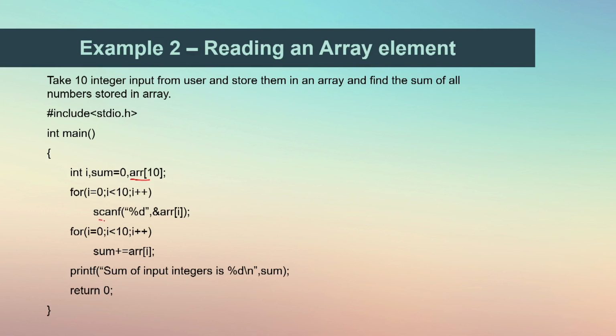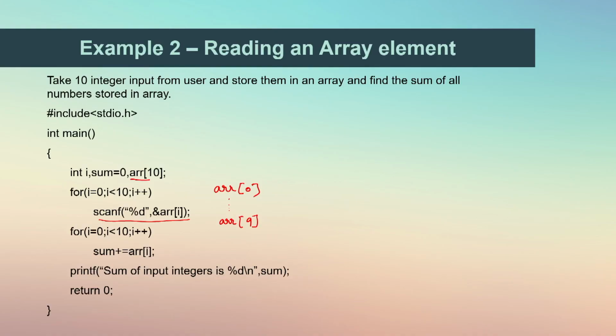Like this: scanf %d ampersand ARR of I. I will be replaced with the value starting from 0 to 9. So, from ARR of 0 to ARR of 9 we can read the values and store them in contiguous memory locations. And if we want to calculate the sum of all the elements which are stored in the array.